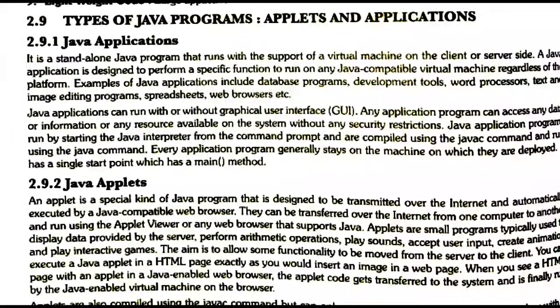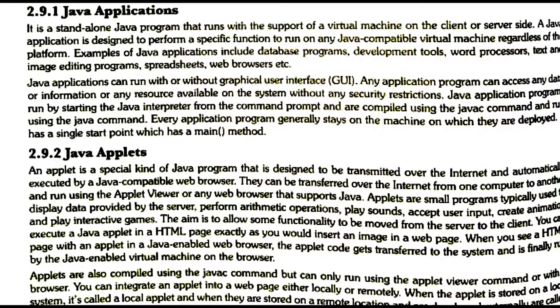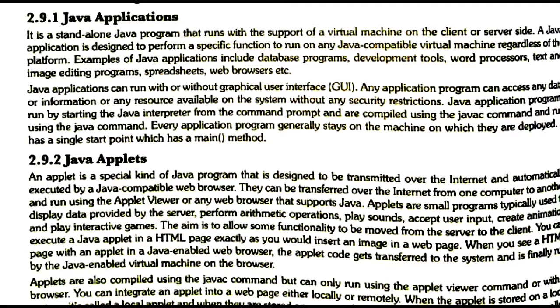Further, we have the types of Java programs. There are two types of Java programs: Java applications and Java applets. Now let me tell you the meaning of Java applications and Java applets. An application means a stand-alone program that can run on a machine without the need of something else. For example, tools, database programs, word processors, image editing software, spreadsheets, and web browsers can be made in Java and can directly run inside the computer. They are called Java applications.